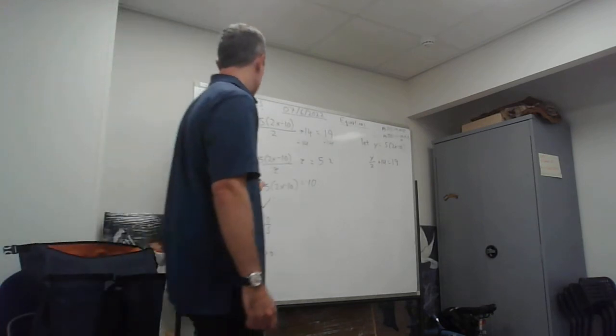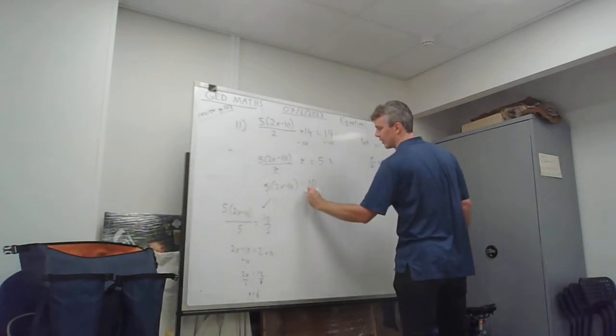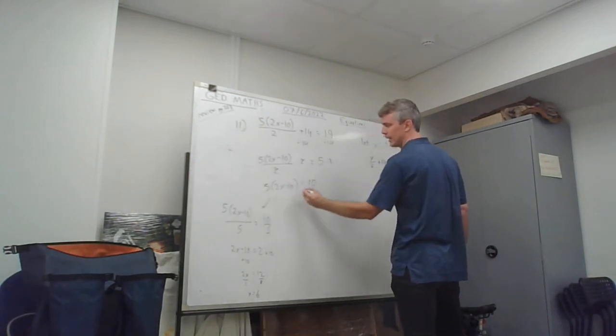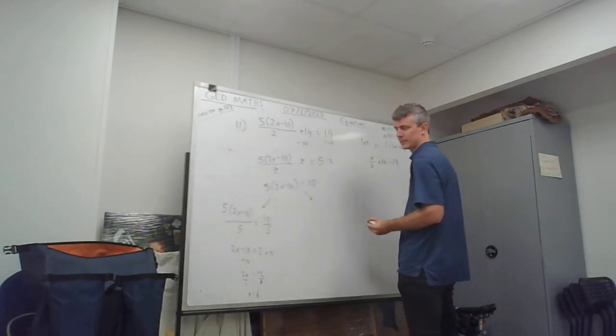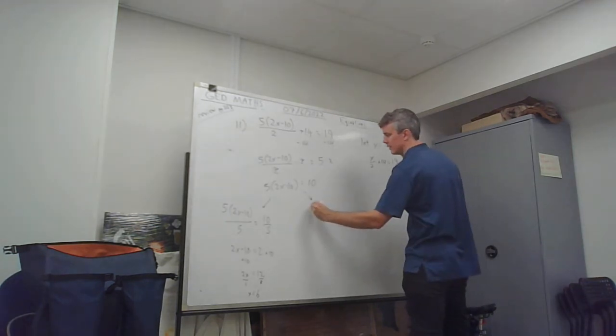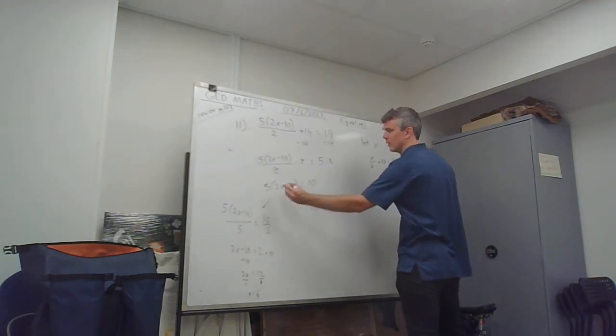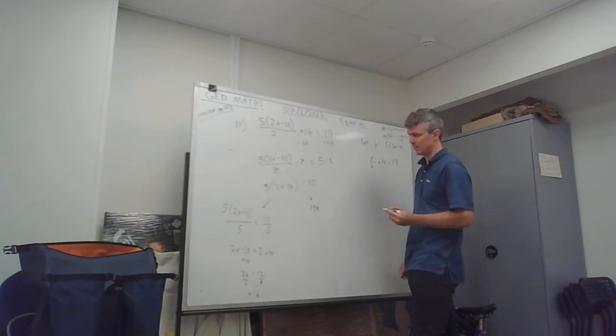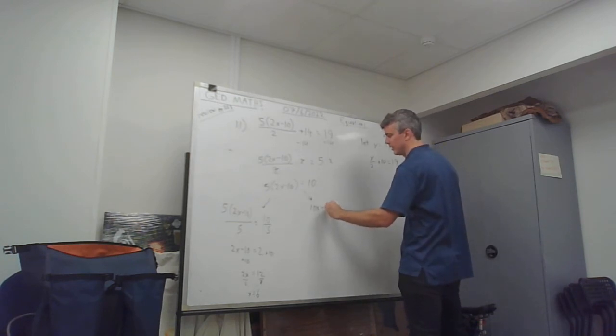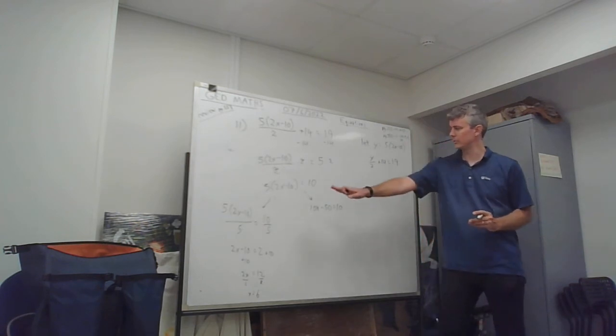Okay, then we can try this way. Another way you can do it is you multiply this through. So what's 5 times 2x? 10x. Minus 5 times minus 10? Minus 50. So 10x minus 50 equals 10. Right? So there are 2 different ways to do it.